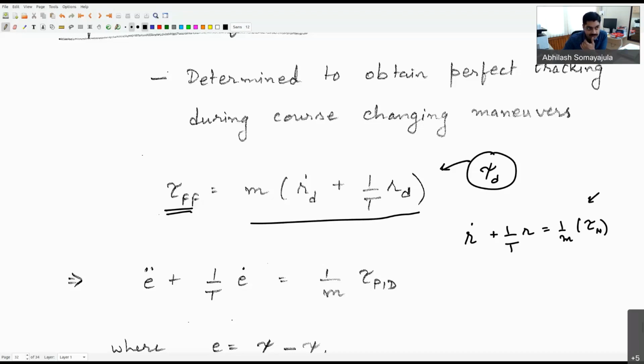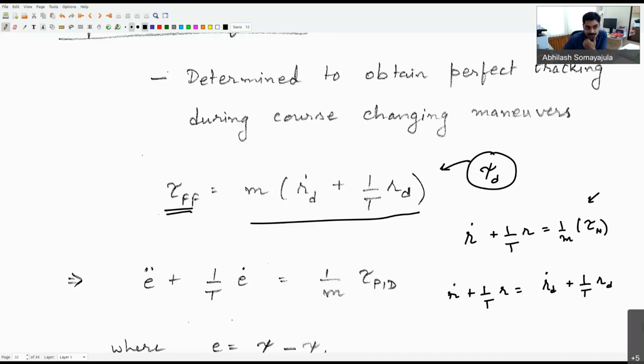Correct? Everybody with me so far? Now, if I specify this tau as m times rd dot plus 1 by t times rd, what will happen? It will become r dot plus 1 by t times r is equal to rd dot plus 1 by t times rd.